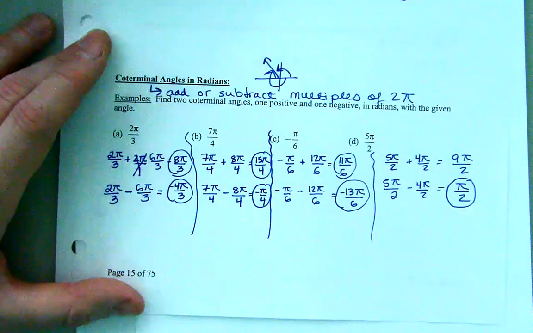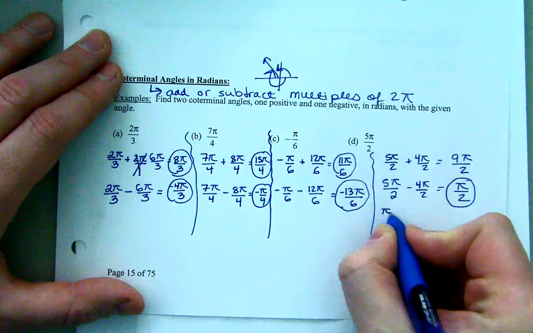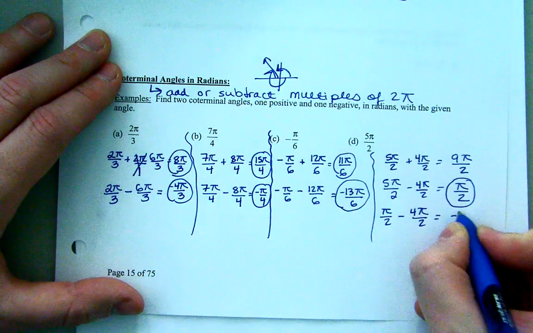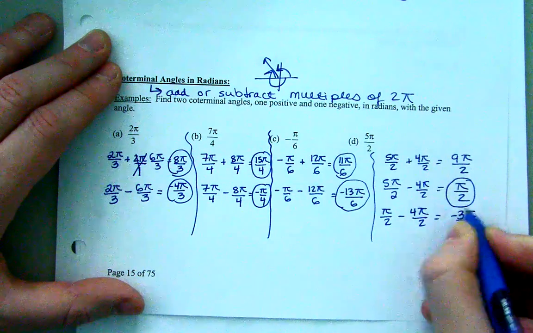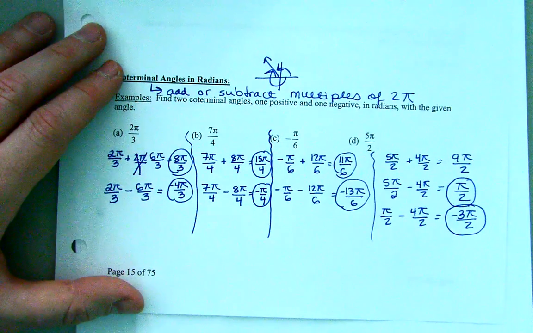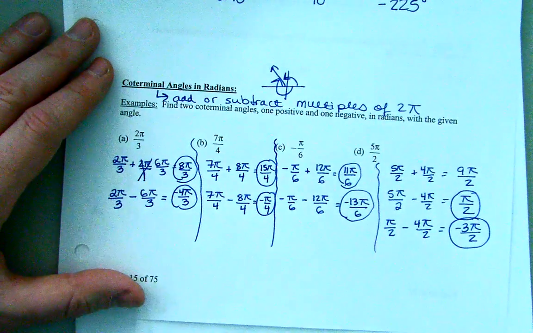This is like before when we would subtract 360. Not good enough, so take your answer, subtract another 360. Same thing here. I'm going to take that answer of pi over 2. I'm going to subtract 4 pi over 2. And a negative answer is negative 3 pi over 2. Which should be fine unless you felt like going further, and you could do it again and again. All I need is a positive and a negative, and we're good.